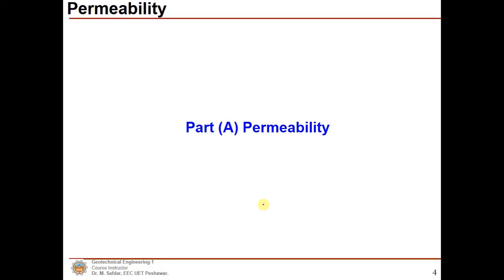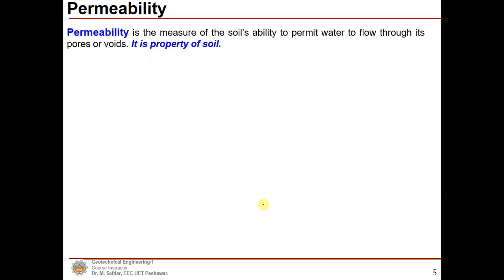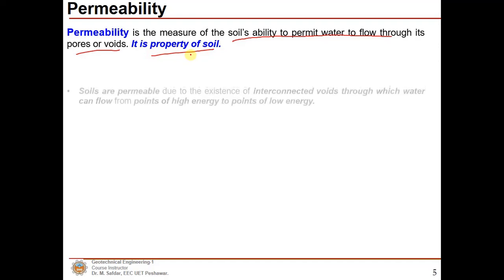So starting with the permeability. What is permeability? Permeability is the measure of the soil's ability to permit water to flow through its pores or voids. And you already know about the soil. In the phase relationships, we already know and discussed that there are voids present in a soil. Therefore, if the water particles are flowing through these pores, it will be dependent upon the pores or voids which are present in that particular soil. So it's a property of a soil.